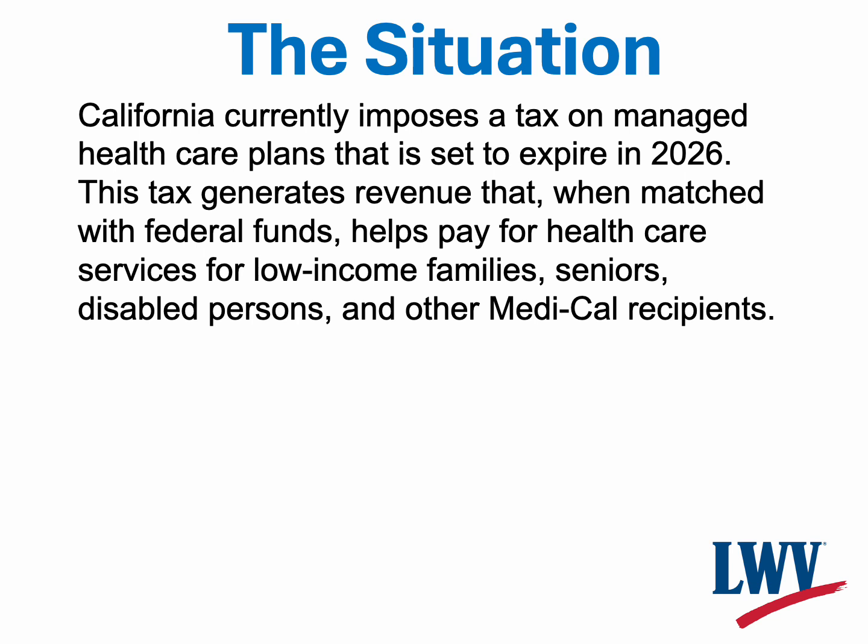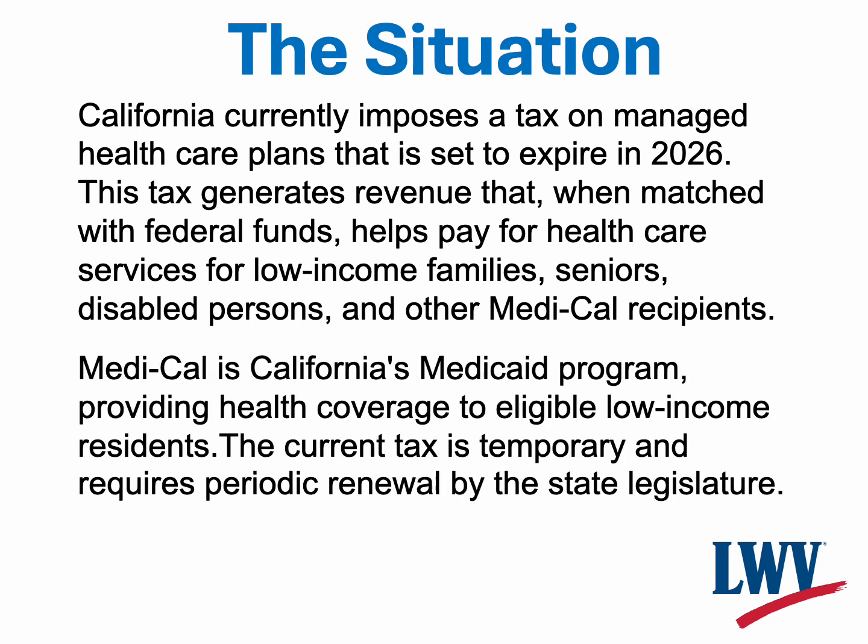The money collected by the state is matched by federal money, and together these are used to pay for health care services for low-income families, for seniors, and for those with disabilities and others who might receive Medi-Cal care. Medi-Cal is the state's version of Medicaid. It provides health coverage to low-income residents who qualify for the program. The tax now in place is only temporary and does require that it be renewed by the state legislature.